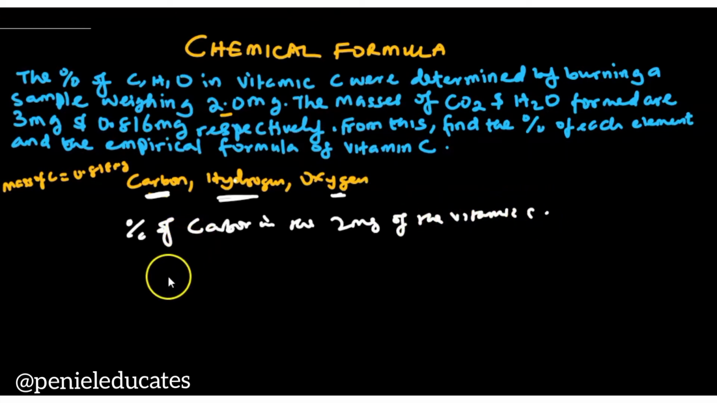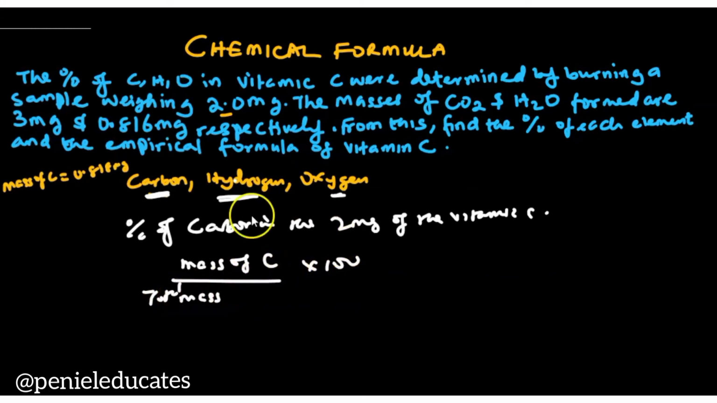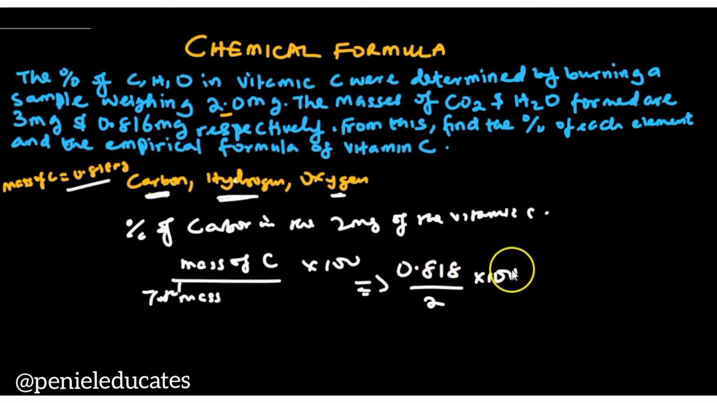Okay, so we want to find the percentage of carbon. So we're going to do the mass of carbon over the total mass of the whole thing, multiplied by 100. We already have the mass of carbon to be this, so we have 0.818 over 2, then multiplied by 100. So we're going to have the percentage of carbon in 2 milligrams to be 40.9%.